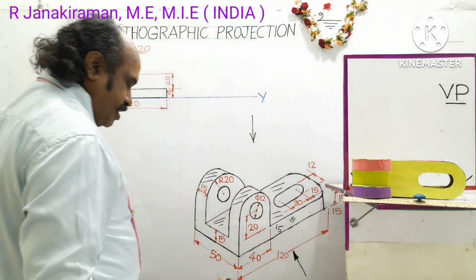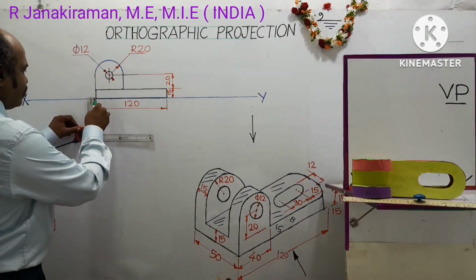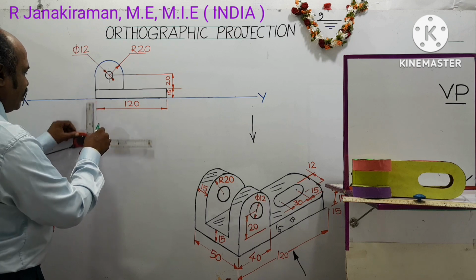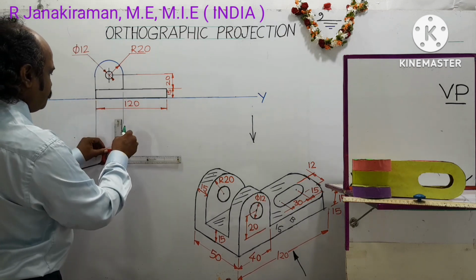So use a 2H pencil. Now we are going to draw projection lines. With this starting point as reference, draw projection lines using a 2H pencil like this at various points.